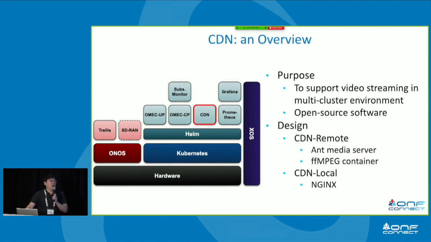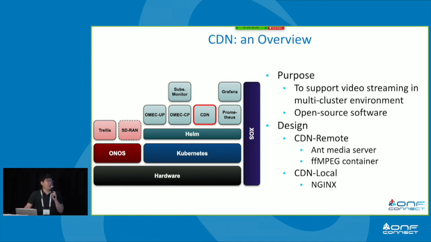And also, here is our basic design. The CDN has a CDN remote and a CDN local. We deploy the CDN remote in the central cluster, and the CDN local is running on the edge cluster. The CDN remote has two containers.